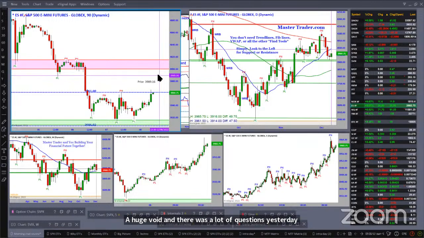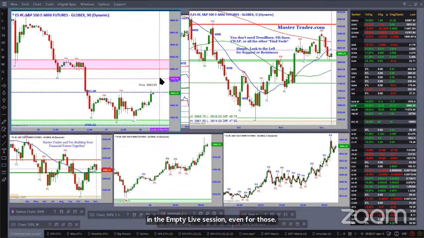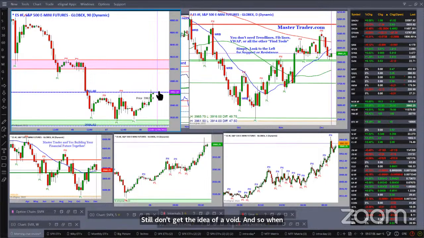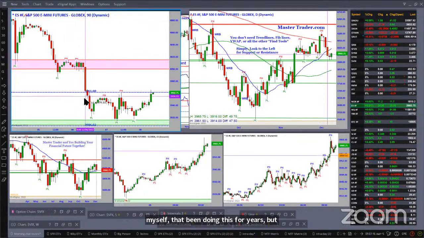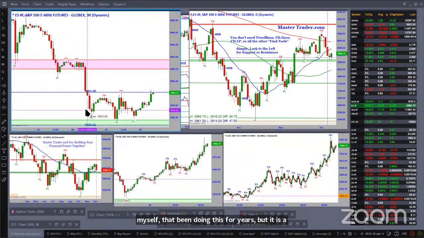Even for those, there was one person in there that had taken the swing course, which I thought was interesting. It's like, I still don't get the idea of a void. And so when something is new, even if it can be simple to someone else and not so simple to you, but especially for myself, that I've been doing this for years, it is a simple concept. Momentum move. And there are big voids in there, not so big voids.